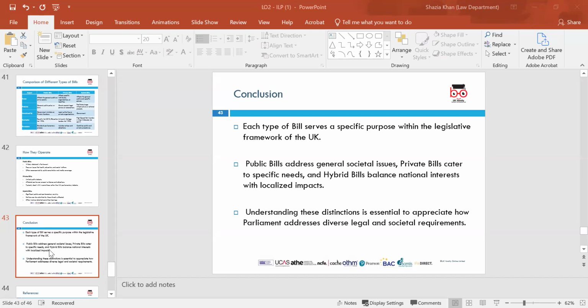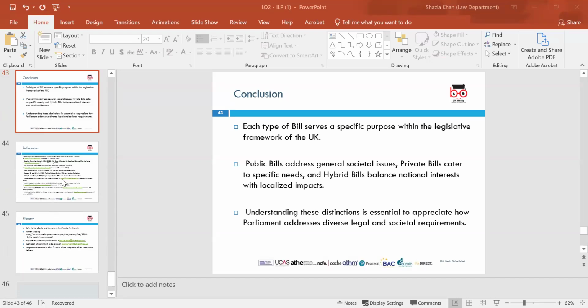So you can't just use one bill for everything, and understanding the distinction between all three is really important, because it looks at the changes in society and why there's a need to have this in place, and why there's a need to have three bills, private, public, and hybrid, as the main ones to deal with societal issues and changes in society and who can bring them about.